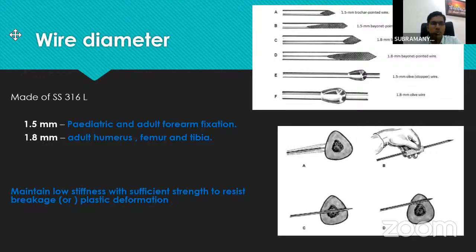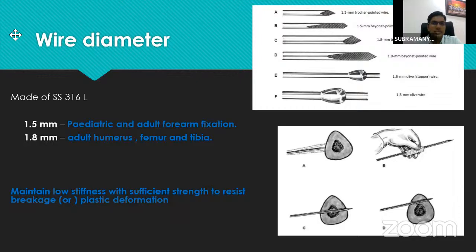So why do you choose a wire of this construct, that is 1.5 mm or 1.8 mm, rather than using a 2 mm or a 2.5 mm diameter wire? Because this is the ideal level at which you get a low stiffness with sufficient strength to resist breakage or plastic deformation. Suppose if you use a 2 mm or a 3 mm Ilizarov wire, it is going to make the construct more stiff, where the axial micromotion will not be present. The most important problem we face in the Ilizarov is going to be the pin tract infection.